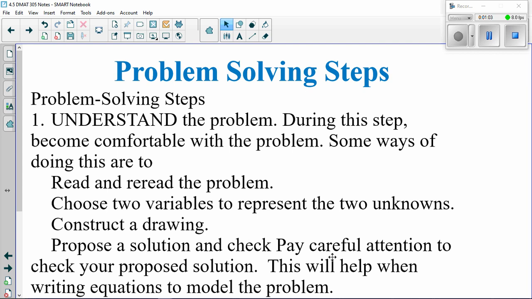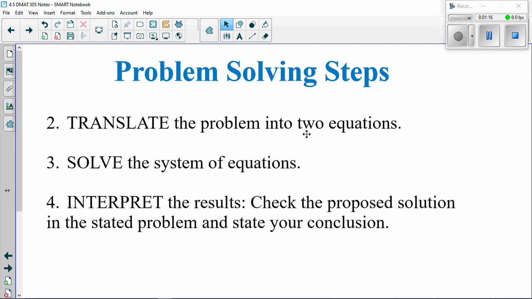Propose a solution. I wouldn't really propose a solution. That's just guessing and checking. Just do the math and it's way easier that way. But make sure it makes sense. Translate it. So when you read it, translate it into an equation, solve it, interpret your results. So make sure you're answering the question that they're asking.